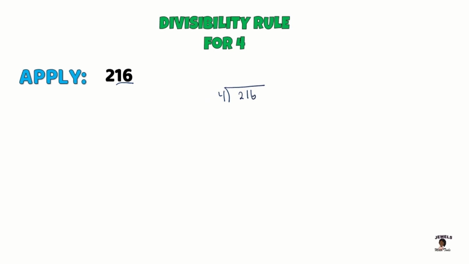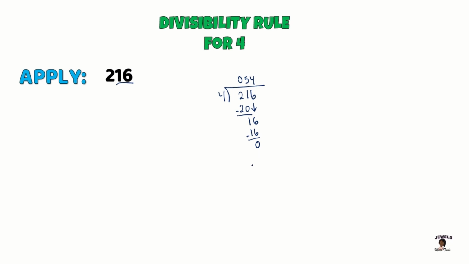So we're dividing 4 into 216. 4 can't divide into 2 since 2 is less than 4. 4 goes into 21 5 times. 5 times 4 will give us 20. 21 minus 20 gives us a difference of 1. We're going to bring down our 6, changing 1 into 16. 4 goes into 16 4 times, 4 times 4 is 16, and 16 minus 16 is 0.